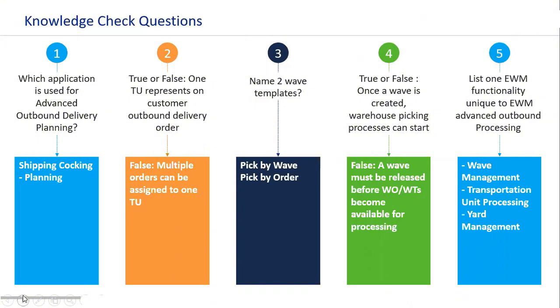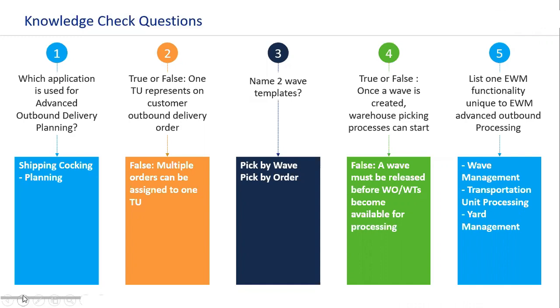Two types of wave templates. You can pick by wave or pick by order. So true or false, once a wave is created, warehouse picking processes can start. That's false. The wave must be released after it's been created, and then the task will be available for picking.